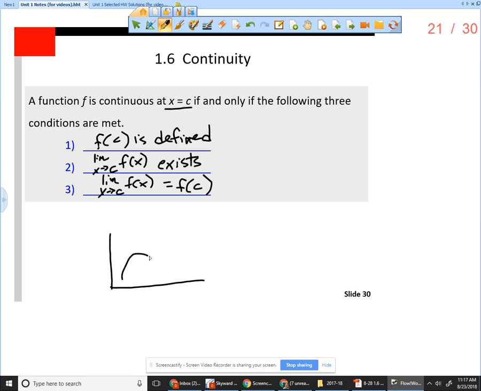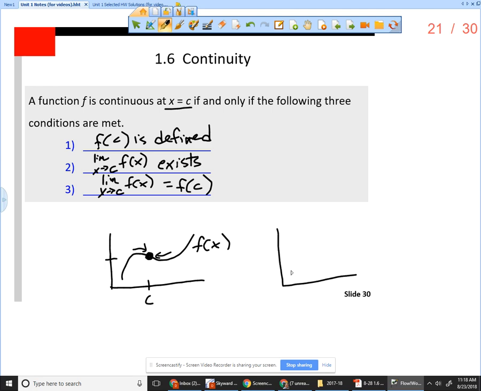Here is a graph of some function f of x. Now, let's say that there is a particular value c here, and we will highlight this. If we look at this picture, is f of c defined? Yes, f of c is defined, because there is a closed circle there. The limit as x approaches c of f of x exists, meaning is the limit from the left equal to the limit from the right? Are they approaching the same y value? And the answer is yes. So are the limit and the value of the function equal? Well, yes, they are. So then I guess the question is when is a function not going to be continuous?